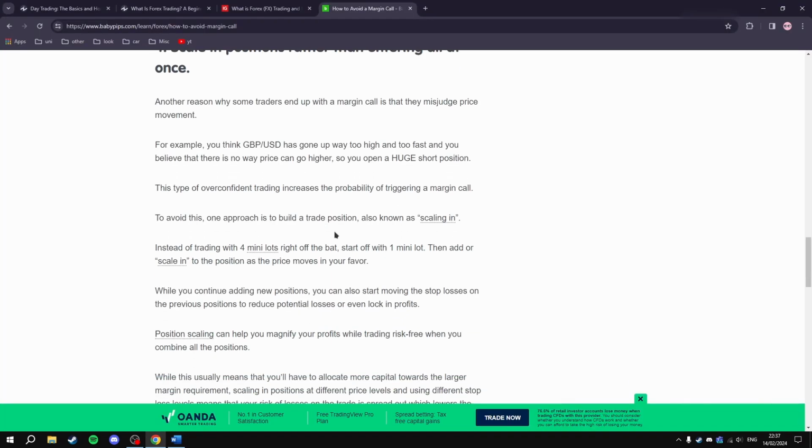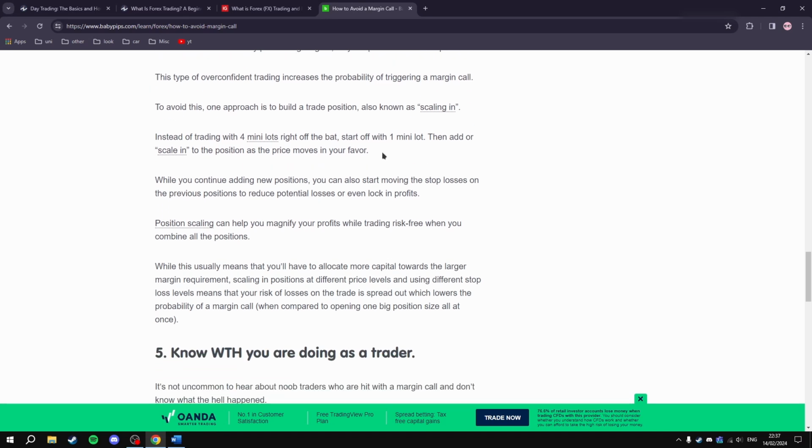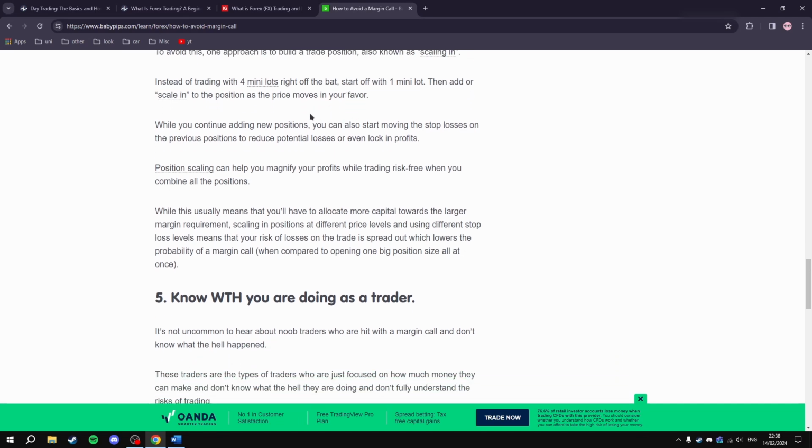Another reason why some traders end up with a margin call is that they misjudge price movement. For example, you think GBP USD has gone up way too high and too fast, and you believe that there's no way price can go higher, so you open a huge short position. This type of overconfident trading increases the probability of triggering a margin call. To avoid this, one approach is to build a trade position, also known as scaling in. Instead of trading with 4 mini lots right off the bat, start with 1 mini lot, then add or scale in to the position as price moves in your favour.